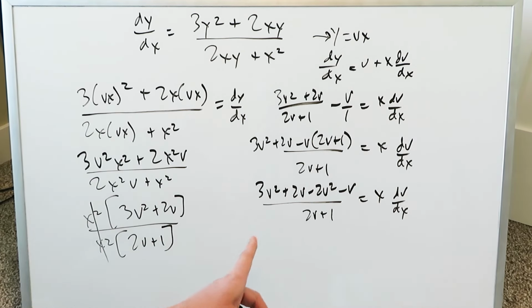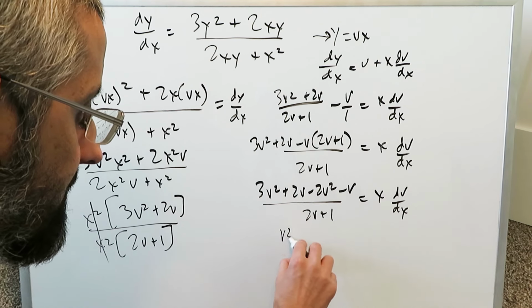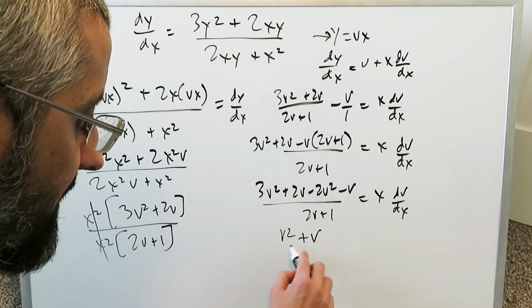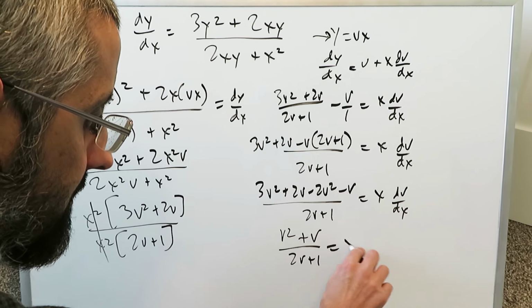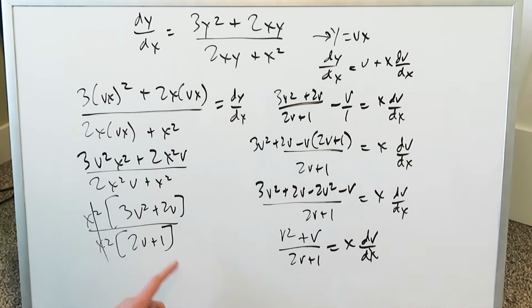We have to simplify all of this. You have a 3v square minus 2v square, which is just a v square, plus 2v minus v is just a v. V square plus v over 2v plus 1 is equal to x dv over dx. Now we can separate the variables, and we will. But we will separate everything right over here in this side. And I'm going to erase this side because you've seen it. You know how to do all of this.